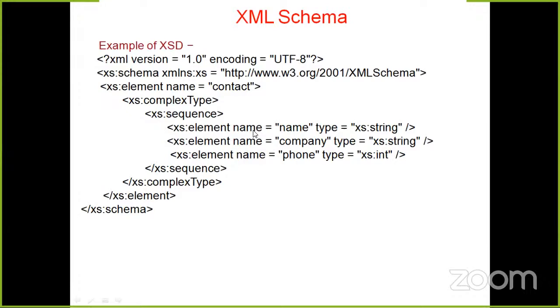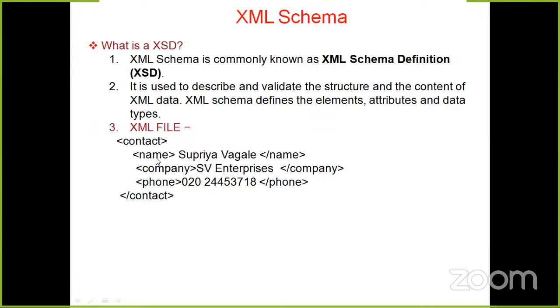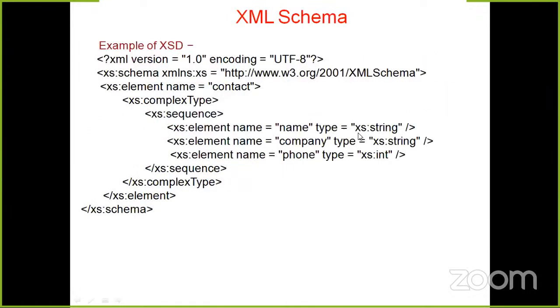Then which element is given? Name. This is the name, and the type of that name is xs:string, that is the data type. What type of data you are going to store, that is string. Then element company, and the type of the company is also string. And the last one is the phone, where you are going to store the phone number in terms of integer. Now this is the schema file.